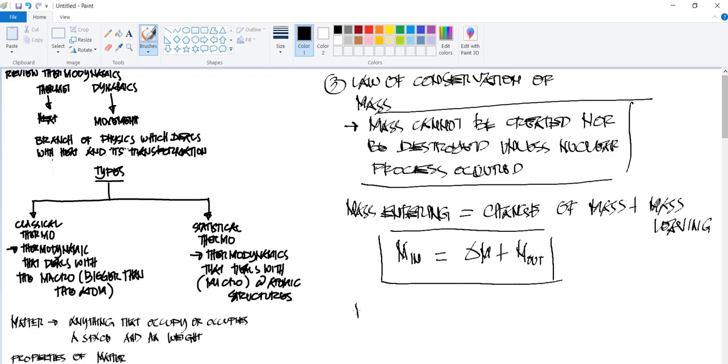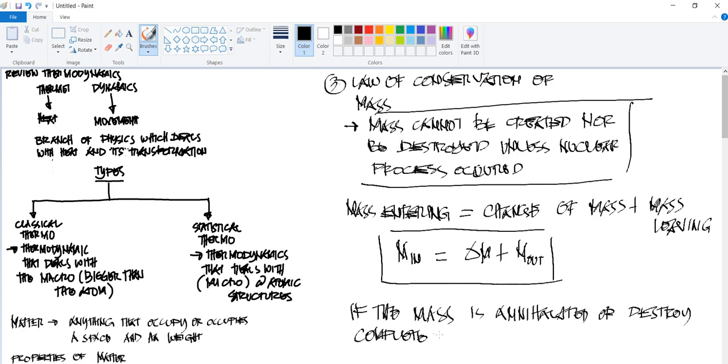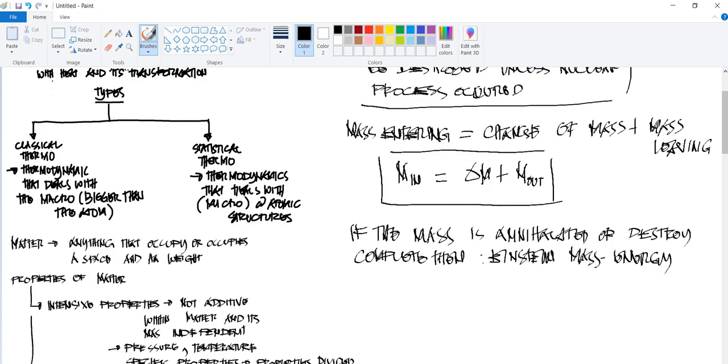So if the mass is annihilated or destroyed completely, then we have Einstein's mass-energy relation. That is the equation E is equal to mass times c squared. So that is for the mass.